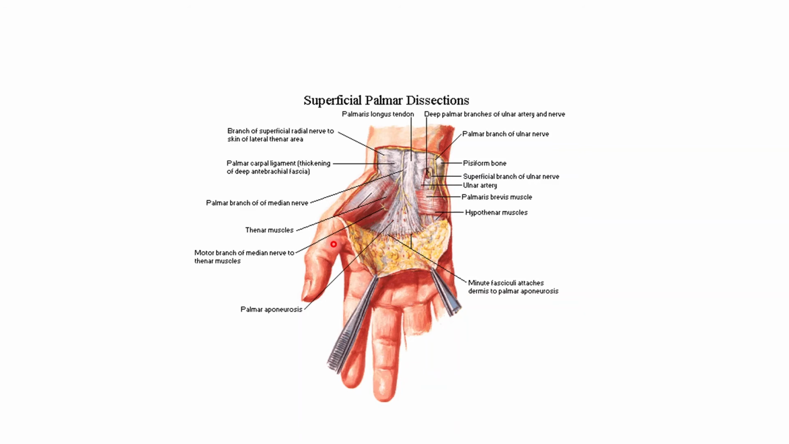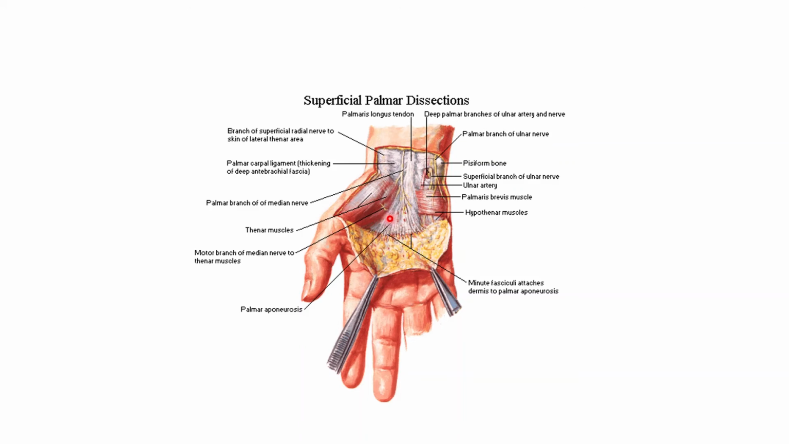Now in this picture we can see the superficial palmar dissection. Here is the hypothenar eminence, and here comes the thenar eminence. In the thenar eminence, as we have already discussed, the muscles which lie in the superficial plane are the abductor pollicis brevis and the flexor pollicis brevis. The abductor pollicis brevis is along the lateral plane, medial to which lies the flexor pollicis brevis. Deep to the abductor pollicis brevis is the opponens pollicis.